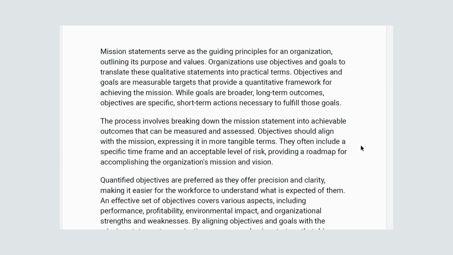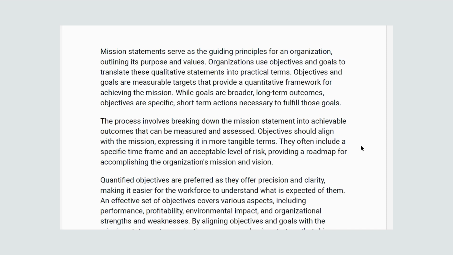Okay, so goals are broader long-term outcomes, and when we talk about objectives, they are very specific, and short-term actions are necessary to fulfill those goals. So the process involves breaking down the mission statement into achievable outcomes that can be measured and assessed. In that way we can convert the mission statement into objectives and goals.